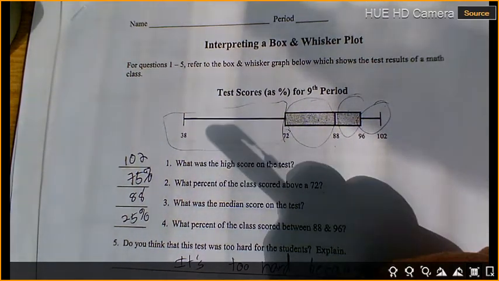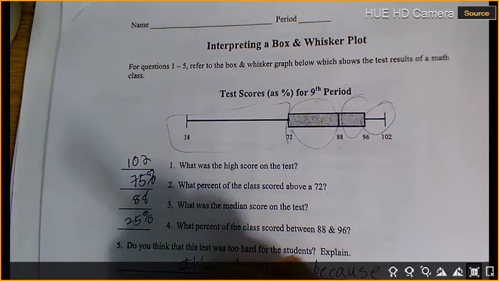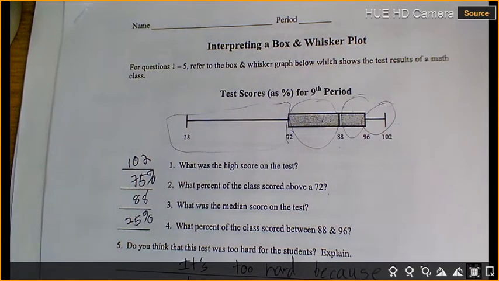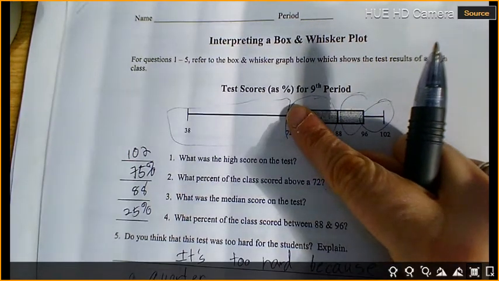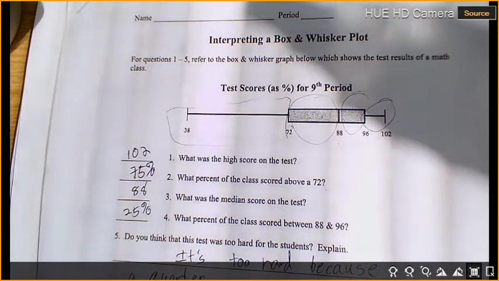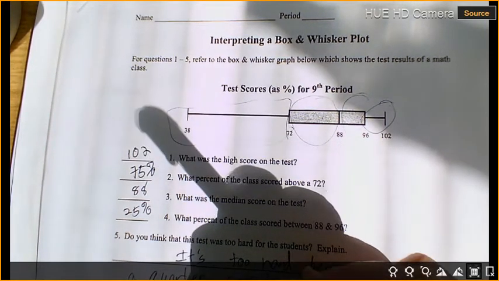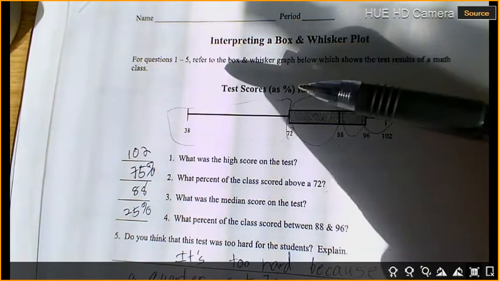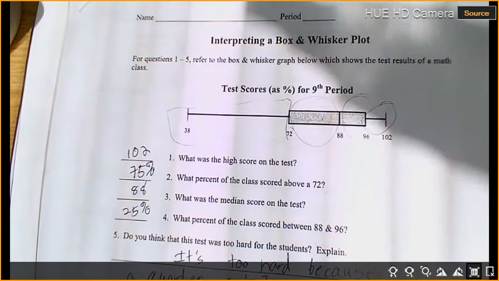Did a quarter of them fail it? No. What's failing? 60% or lower, or 59. That's a 38. Yes, so 38 is failing, but a quarter of them got below a 72. Is 72% failing? No. So it's too hard because a quarter got below 72%. You can write that, but you can't say failing. We don't have anything in here for how many percent failed. We just know that they scored between 38 and 72.